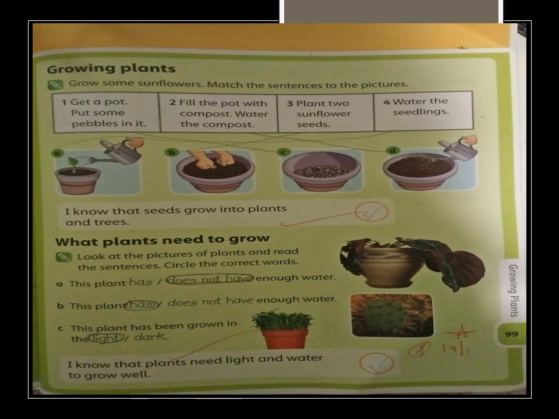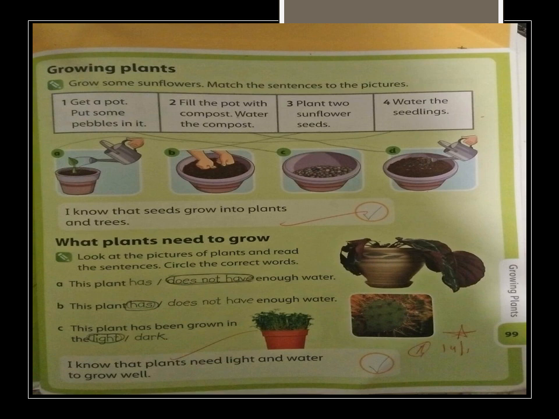Why? Because you can see the leaves are wilted, they are very soft and they do not seem fresh. So the reason is that they do not have enough of the water which is required for them. Number B, this plant has or does not have enough water. Yes, you can see the second plant is the cactus and it is very fresh and fully grown, so it has enough water.